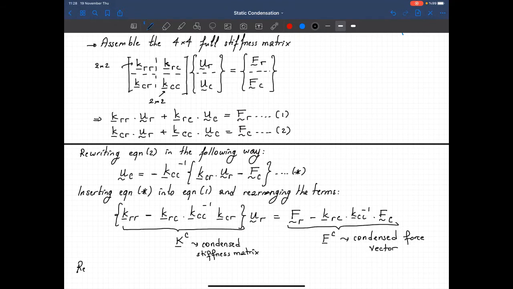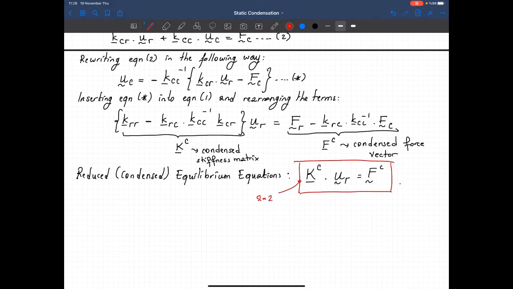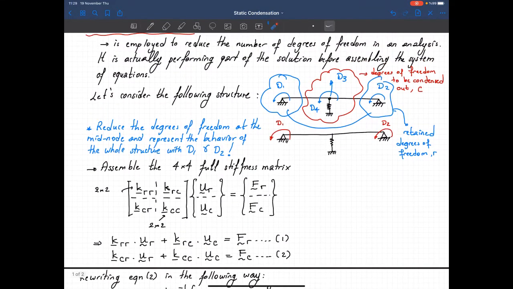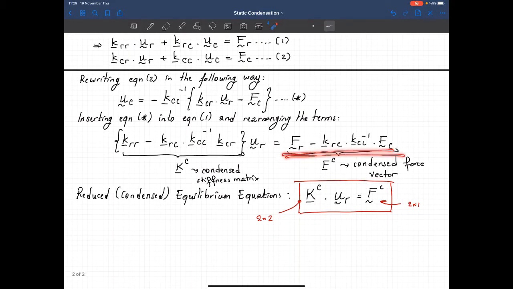And my reduced or condensed equilibrium equation becomes as follows. This is a new stiffness matrix Kc multiplied by Ur is equal to a new force vector, and for this specific example this will be a 2 by 2 matrix. This is a 2 by 1 vector, and if you think about it, this Kc actually describes the behavior of this whole structure with only these 2 degrees of freedom, and whatever unbalanced force I have on these degrees of freedom, they are transferred to these nodes as equivalent unbalanced forces.